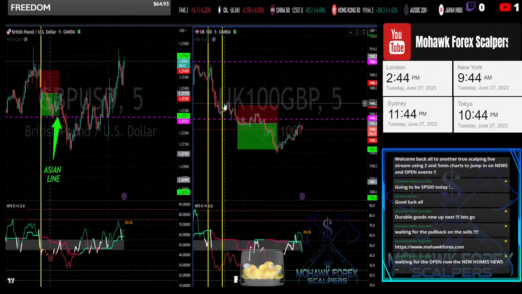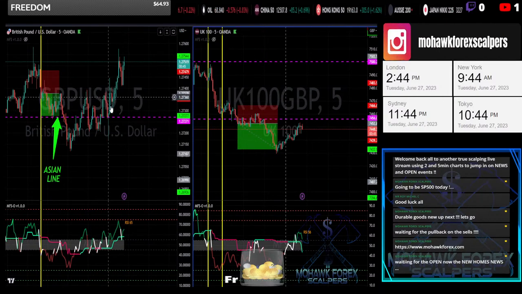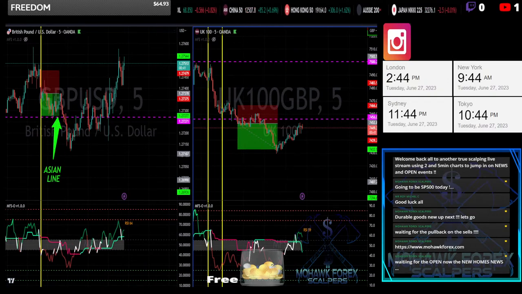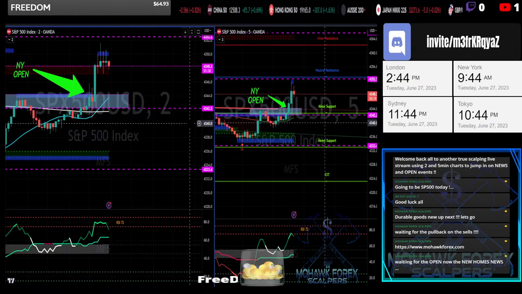What's that? The UK 100. It still would have done really well. Again, look at that. Could have held that. But we took what we needed to take from those trades.